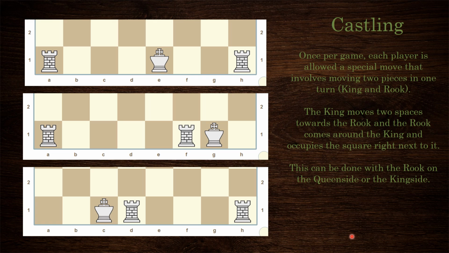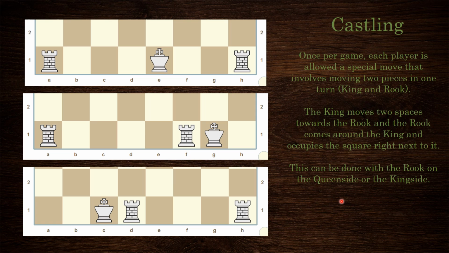Okay, so once per game, each player is allowed a special move that involves moving two pieces in one turn, the king and the rook. The king moves two spaces towards the rook, and the rook comes around the king and occupies the square right next to it. So the king, again, moves two spaces, and the rook comes just right around it. And this is done in one move. It's not two moves.